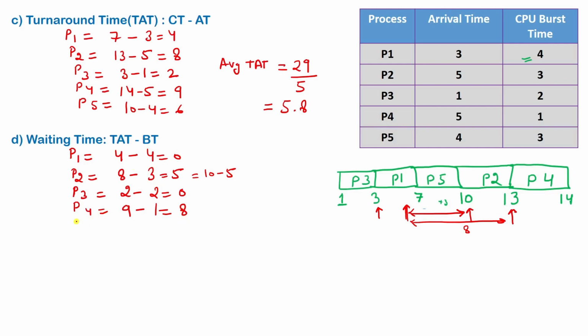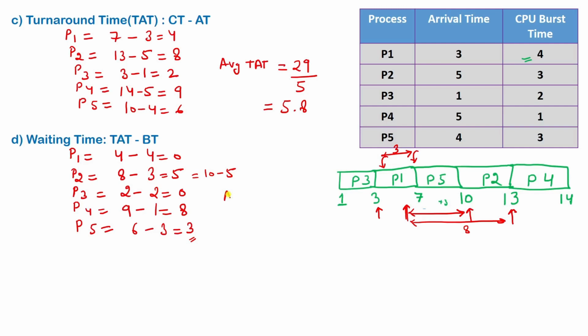Now lastly P5. The turnaround time is 6 and the CPU burst time is 3. So 6 minus 3 is 3. And the same thing you can find from here. P5 got the CPU here and it came inside the ready queue at 4, something like here. So for this time P5 was waiting inside the ready queue. This is 7 minus 4. How much is it? 3. And this is also 3. So for 3 units of time, P5 was waiting inside the ready queue.